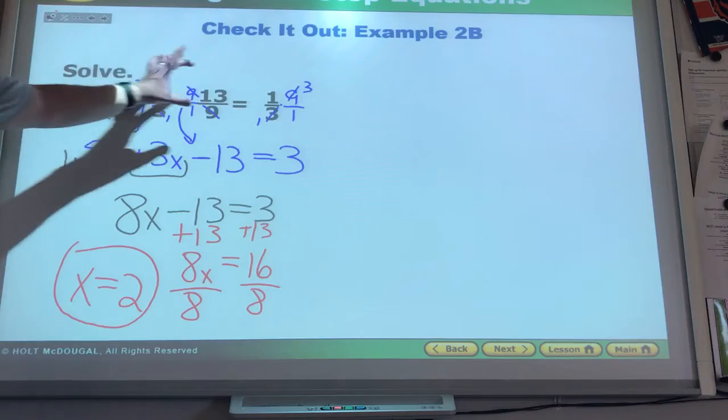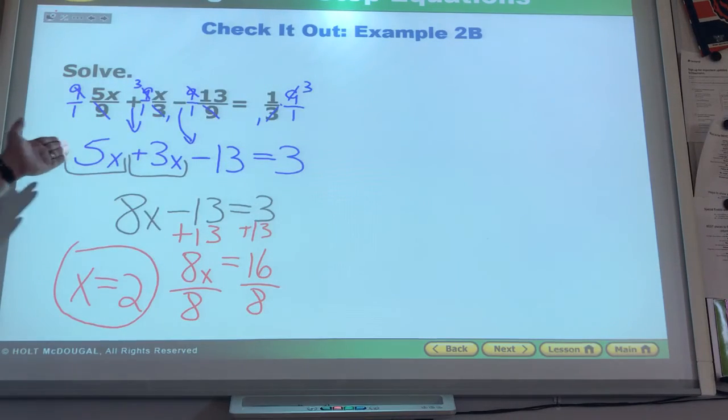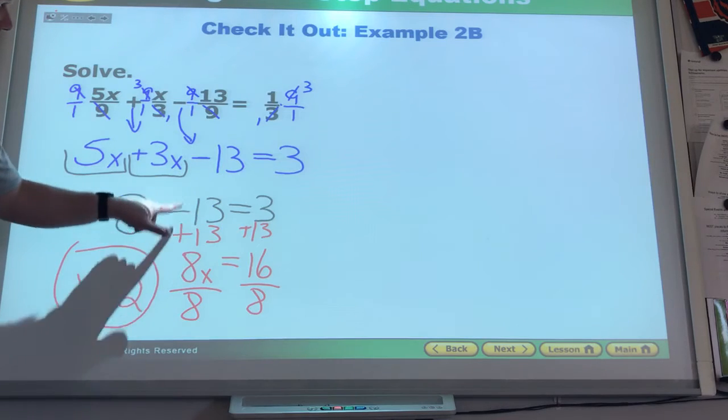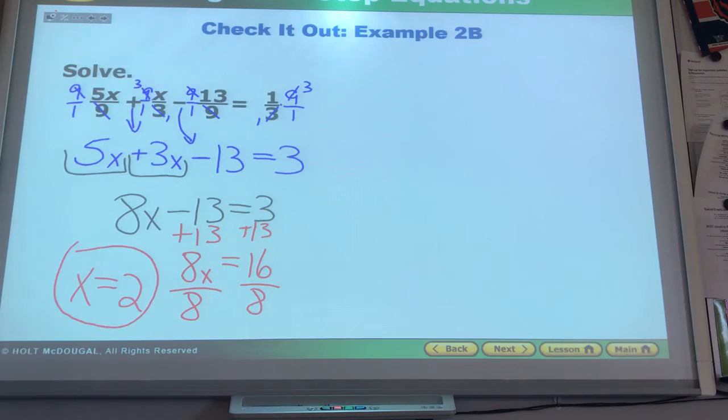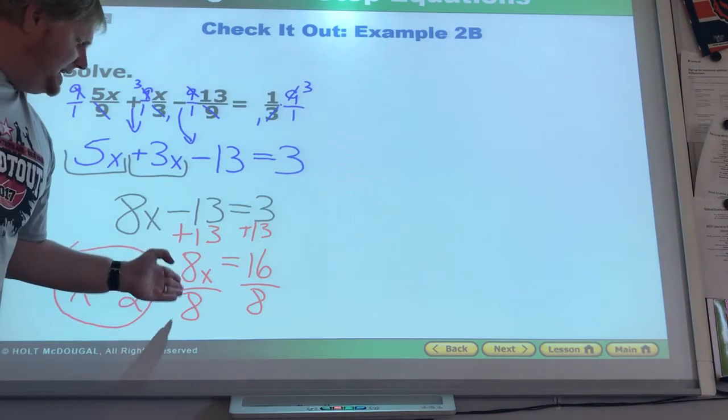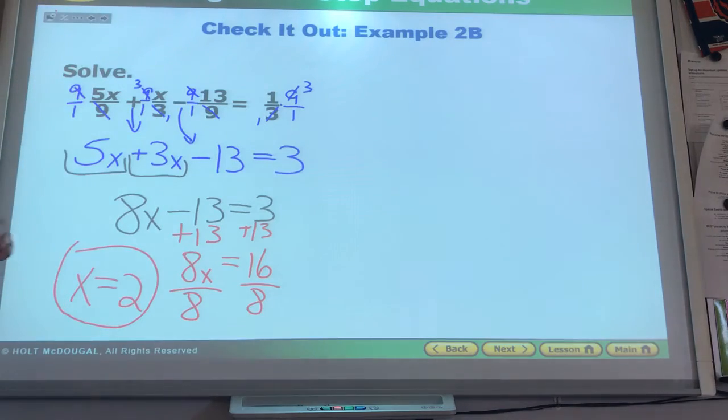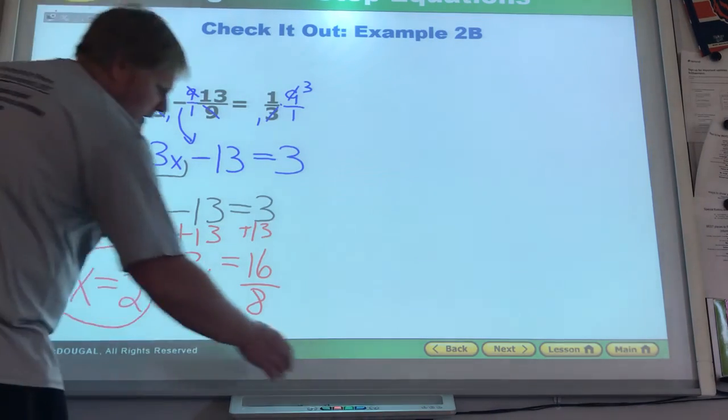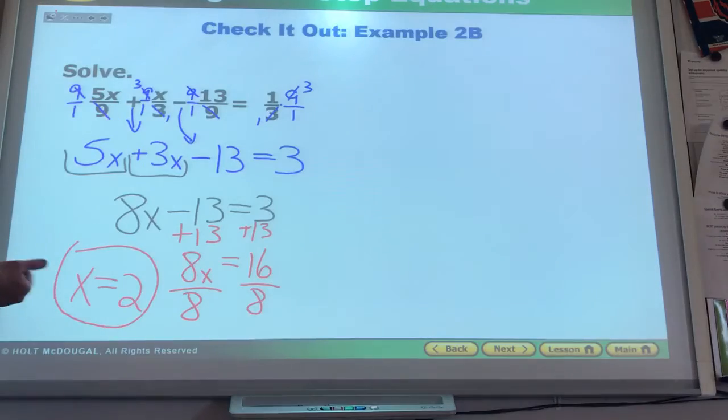So, got rid of the denominators. Added the like terms. Then did inverse operations, doing addition and subtraction, removing them first. Then inverse operations to get that variable all by itself by using division and or multiplication. And we get to our answer of x equals 2.